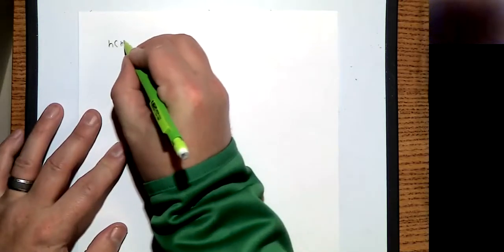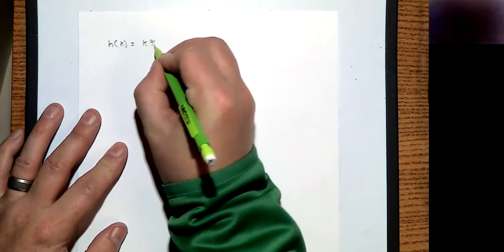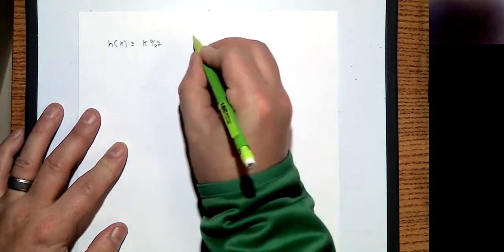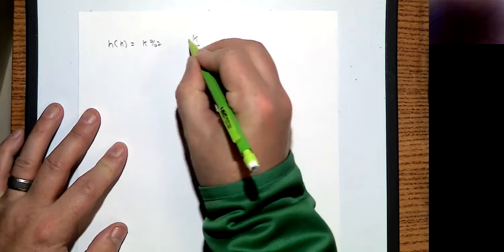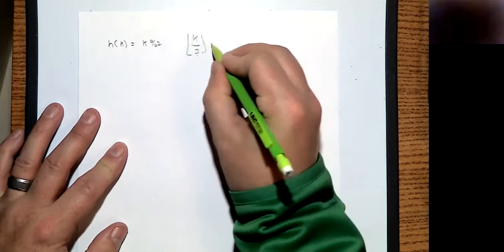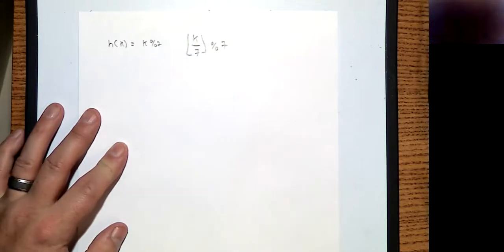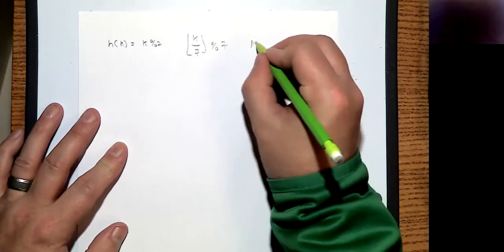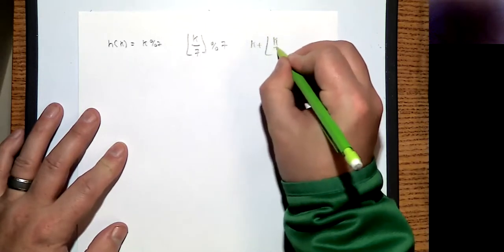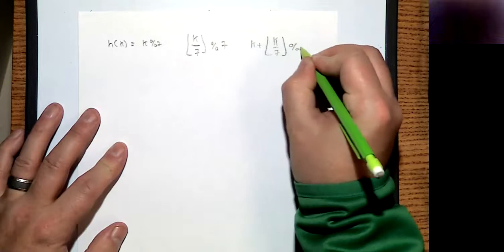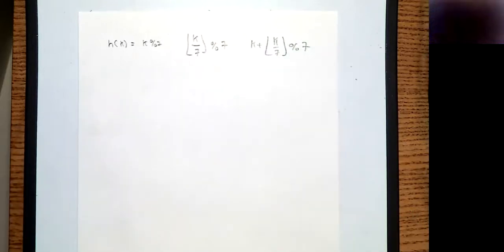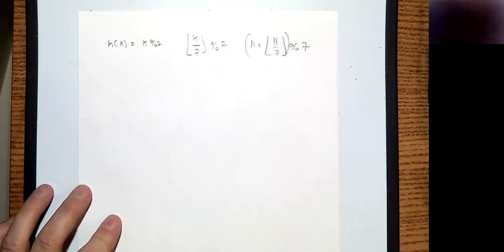The three hash functions that we're going to work through: the first hash function is k mod 7. The second one is the quotient of k divided by 7, mod 7. And the third one is k plus the quotient of k divided by 7, and that quantity is then mod 7.